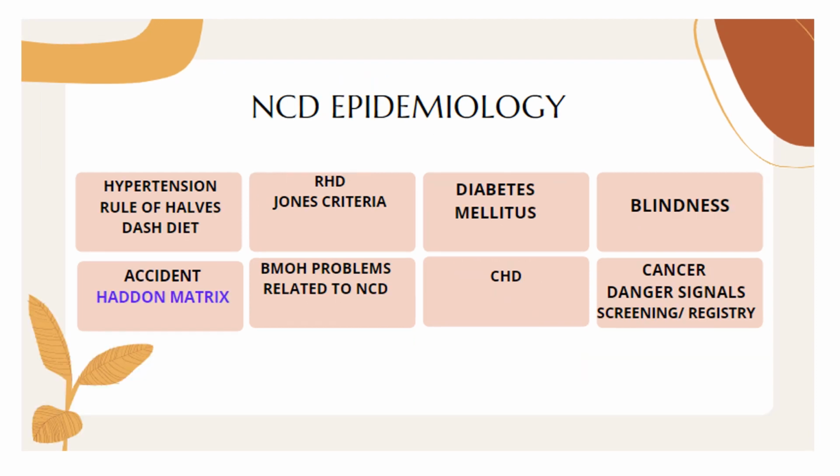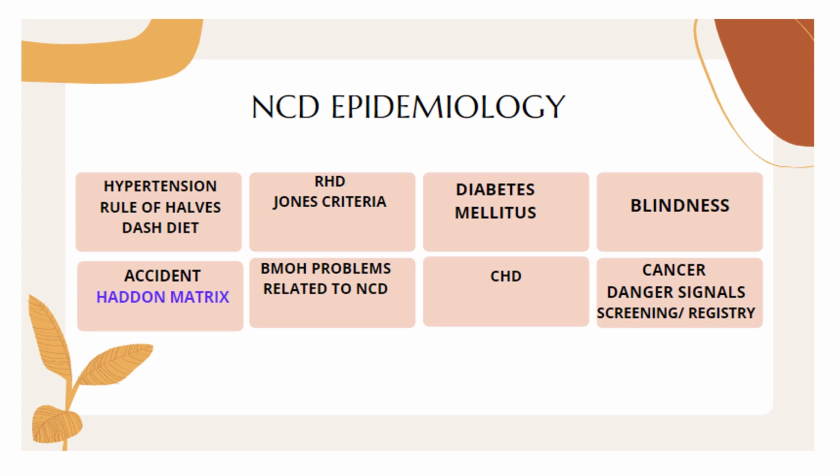Now coming to the NCD epidemiology, that is non-communicable disease epidemiology, there are plentiful, but I've chosen just a handful for you, which you should be focusing on. That is hypertension, rheumatic heart disease, diabetes mellitus, blindness, coronary heart disease, cancer, and accident. For hypertension, apart from the prevention and management, which you should focus on for each of these diseases, you should also look at the rule of halves and the DASH diet. And in RHD, apart from the prevention and management, you should be looking into the Jones criteria.